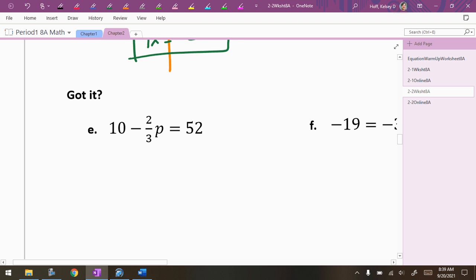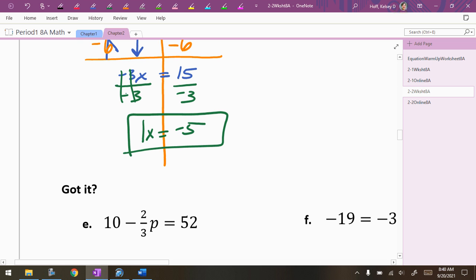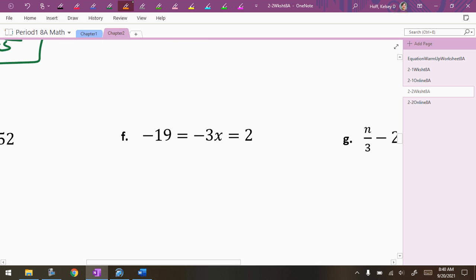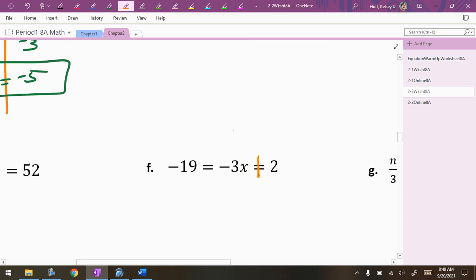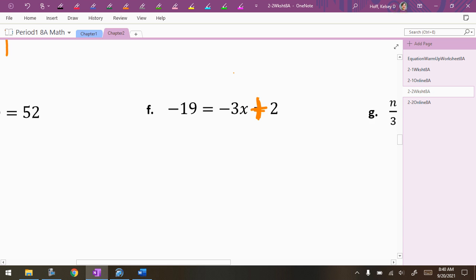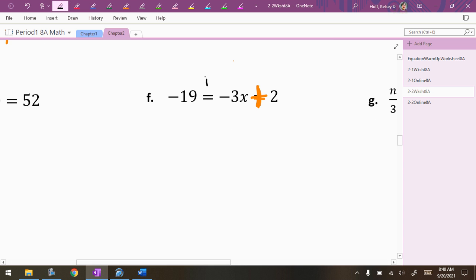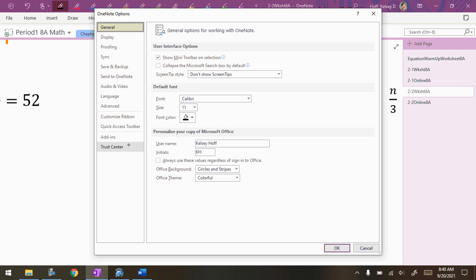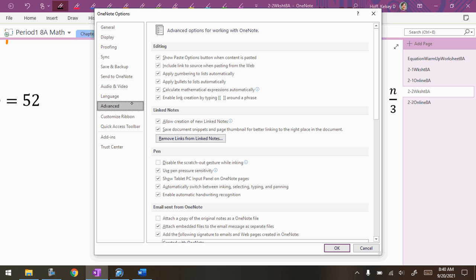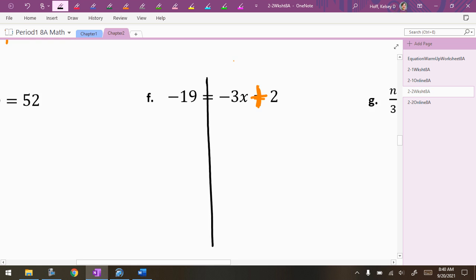Okay, I want you to do F, but Miss Hoff made a mistake. I've got too many equal signs in there. F, this is really supposed to be a plus sign here. Change that to a plus sign, and then you solve this problem exactly how we just did.